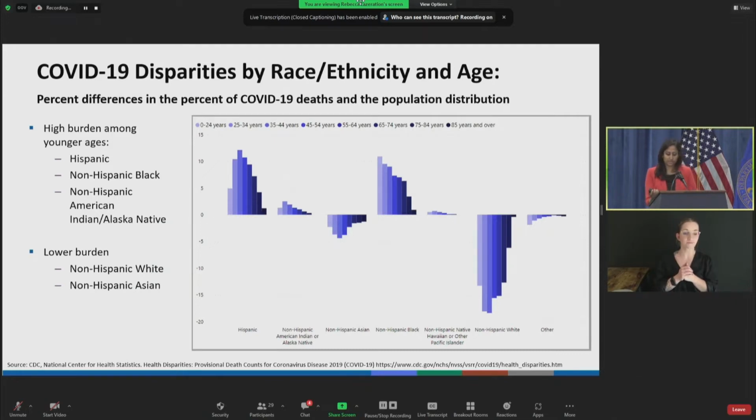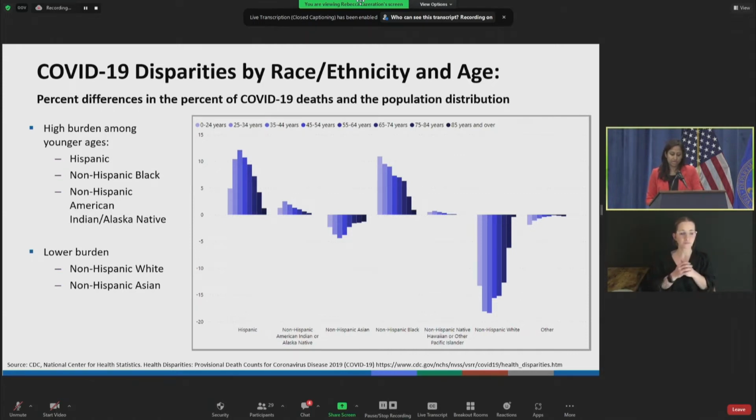Another way to look at disparities in mortality is to examine deaths by race and age. This looks at the disparities from 2020 to present. This visualization shows the percent differences in the percent of COVID deaths compared with the population distribution of that same racial ethnic group. We see the highest burden among younger ages for Hispanic, Black, and Alaska Native populations, whereas white and Asian populations have experienced lower burden of deaths compared to their population distribution.